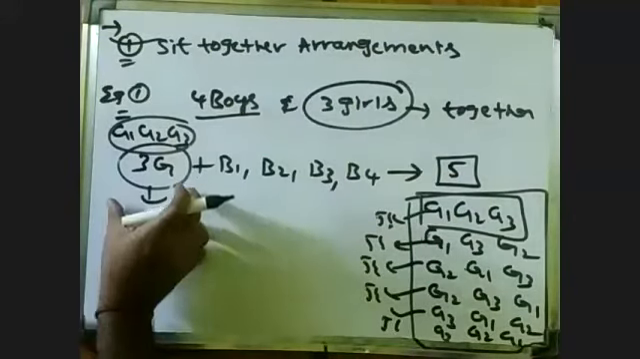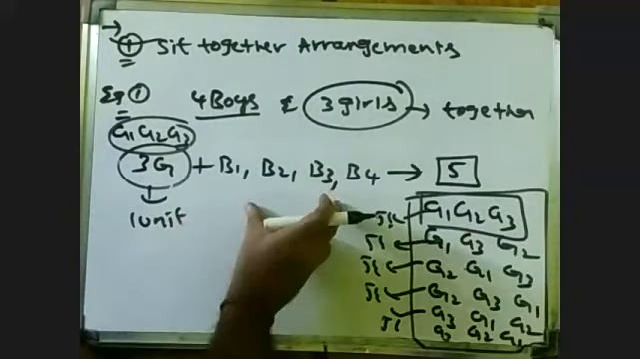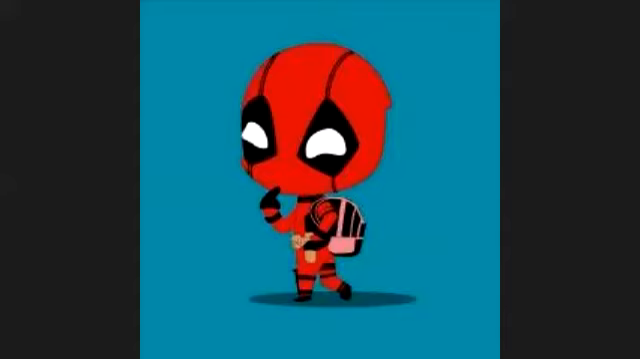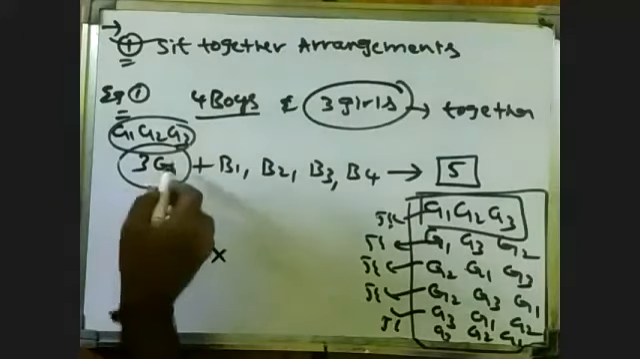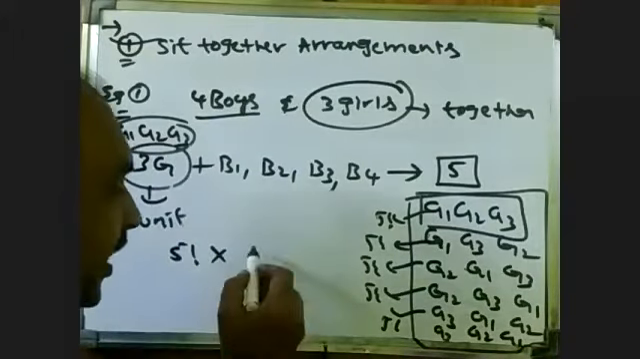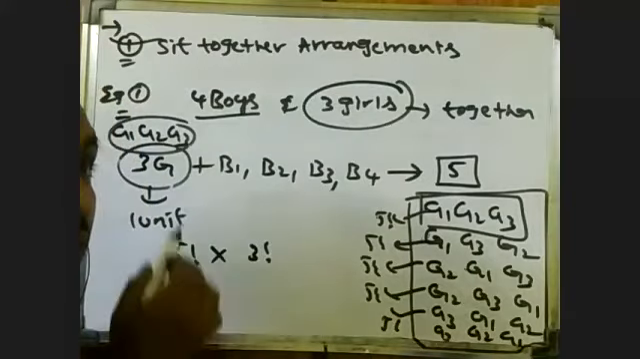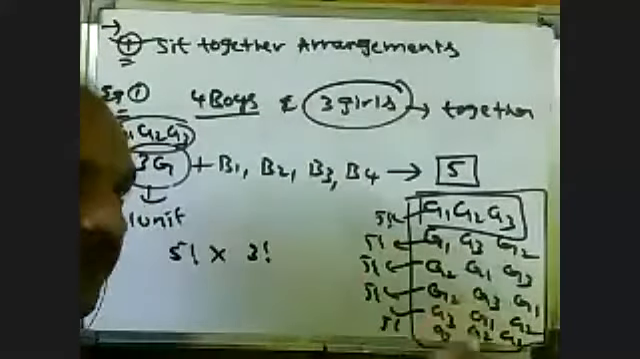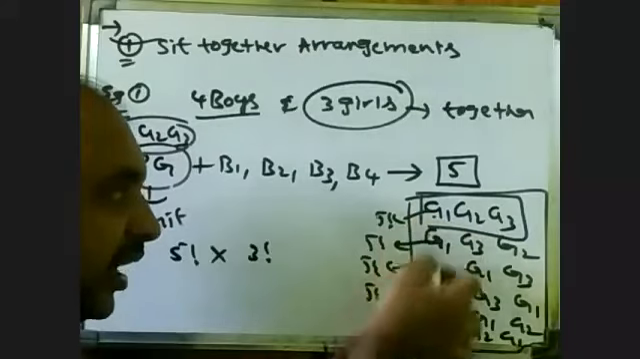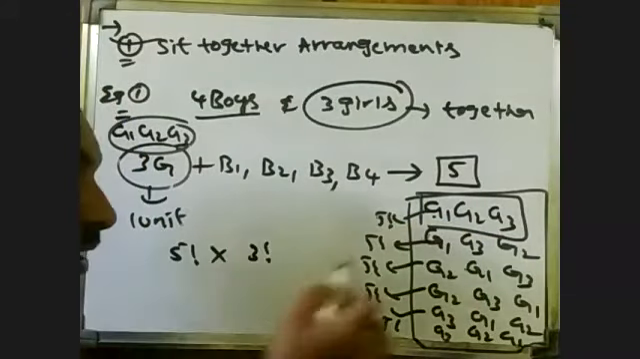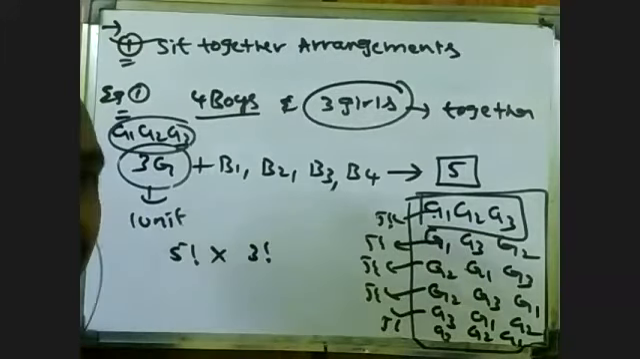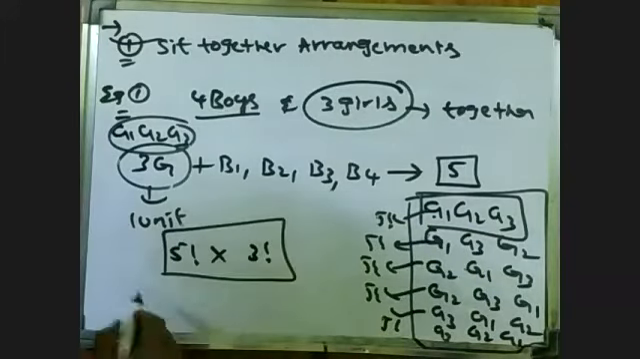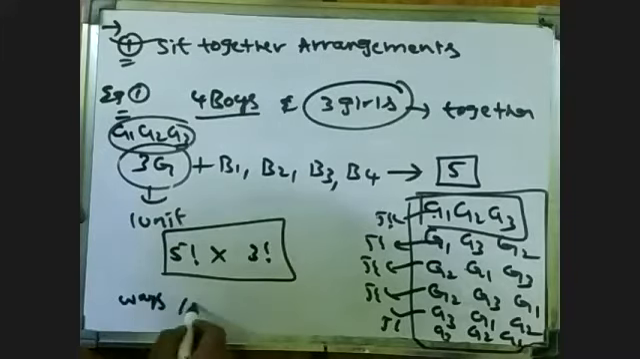Total, you're considering 1 unit of Gauss plus 4 balls, total 5. They can be arranged in 5 factorial ways. And these 3 Gauss internally can be arranged in 3 factorial ways. These are called internal arrangements. There are 6. For each internal arrangement, you'll get 5 factorial. There are 6 internal arrangements, so you'll get 6 into 5 factorial. So these many ways we can do it. This is what we call the total number of ways.